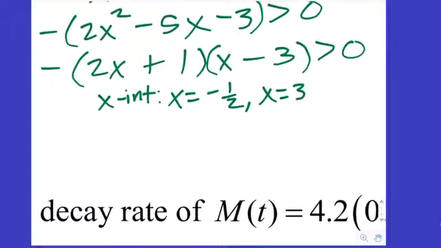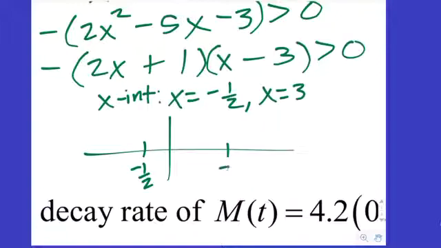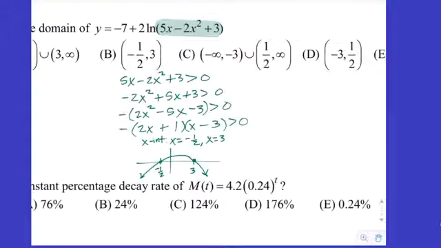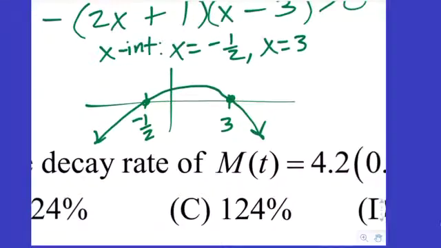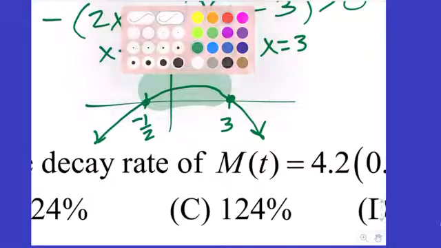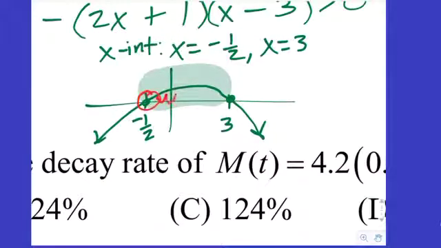So that's enough to generate a graph. Here is -1/2 and here's 3. Those are the x-intercepts of the parabola. We know the parabola opens down, so it looks like that. Now we want to know for what values of x the graph is greater than 0. Greater than 0 means above the x-axis, so that's going to be everything between the x-intercepts. This is the and case.